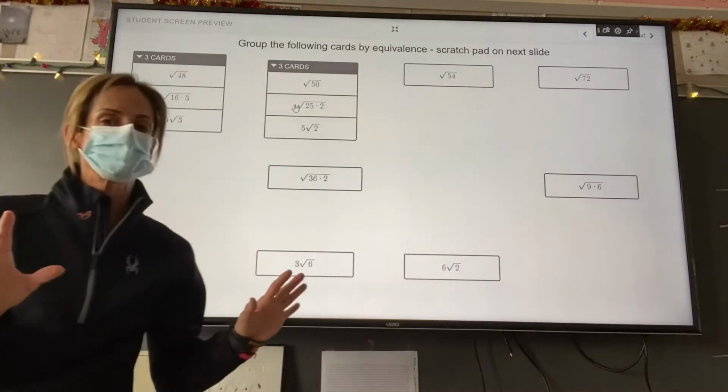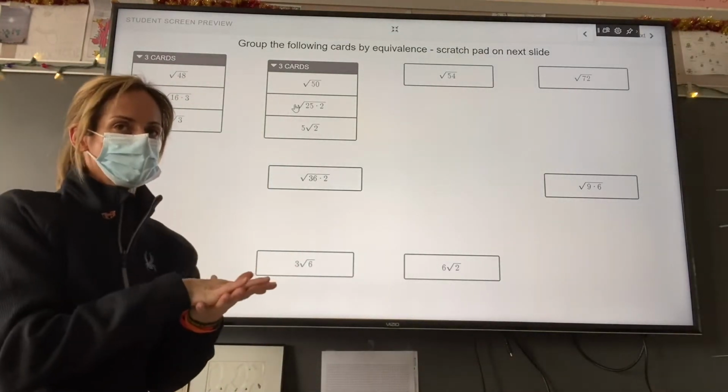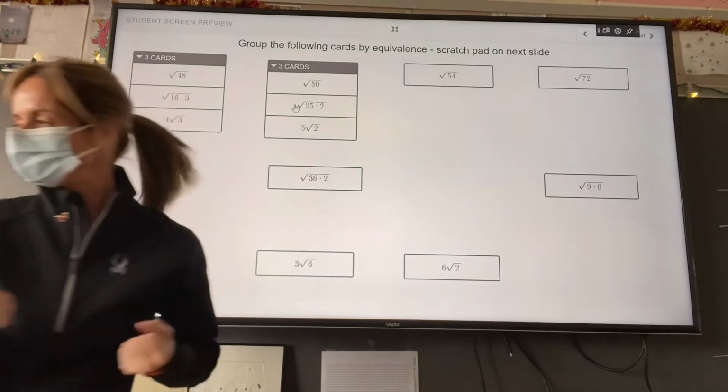It's definitely easier in geometry than Algebra 1 because your brain is developmentally ready for it.